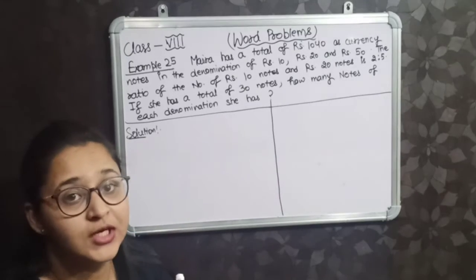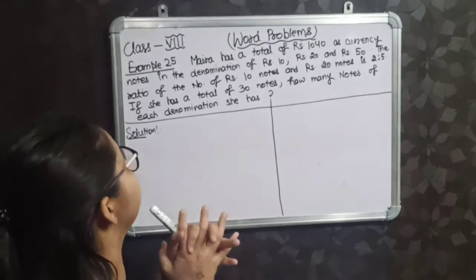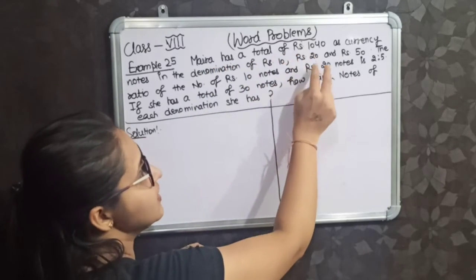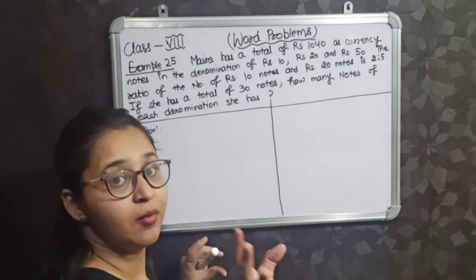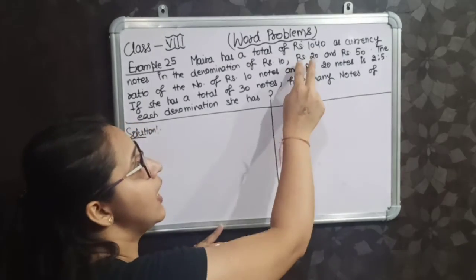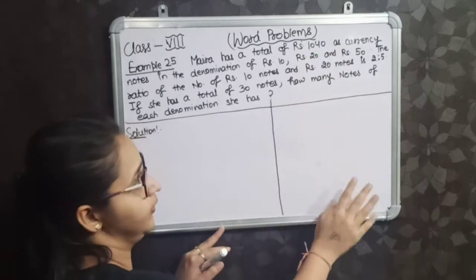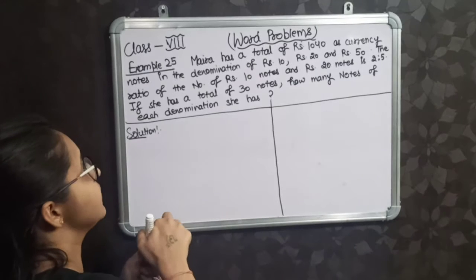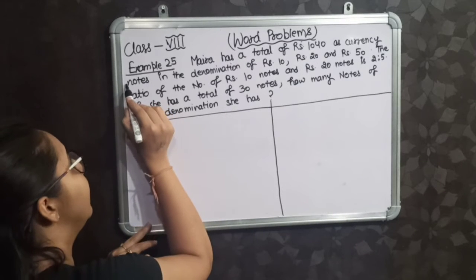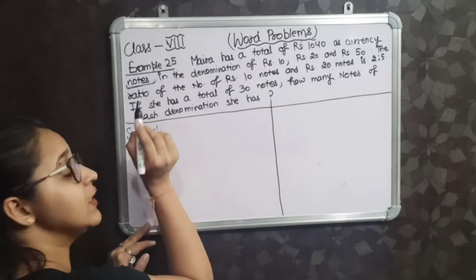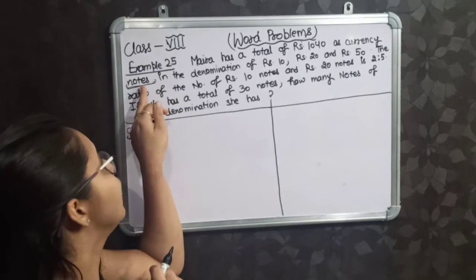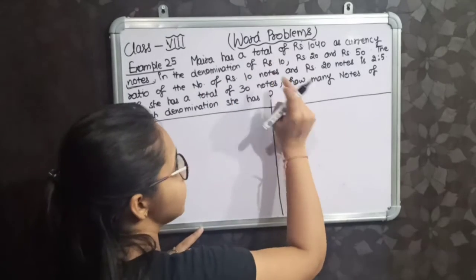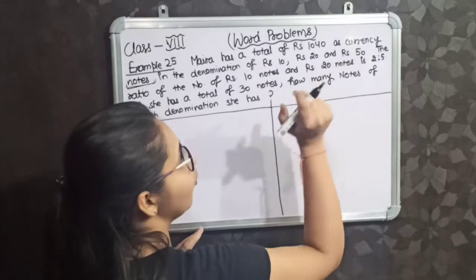Now let's start with example 25. Example 25 is: Myra has a total of rupees 1040 as currency notes. Now there are notes. In the last module we had coins. Now we have notes in the denomination of rupees 10, rupees 20 and rupees 50.